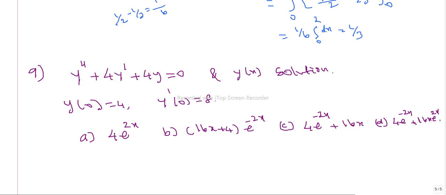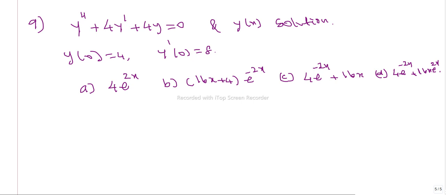So first you got to find the auxiliary equation. Anyway, this is a homogeneous equation, no need to find the particular integral. Therefore the auxiliary equation is m square plus 4m plus 4 equal to 0. We can simply write this as m plus 2 whole square equal to 0. Therefore the roots are m equal to minus 2, minus 2.